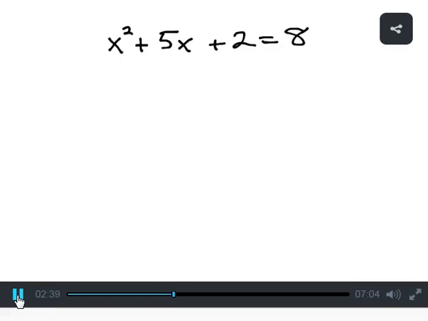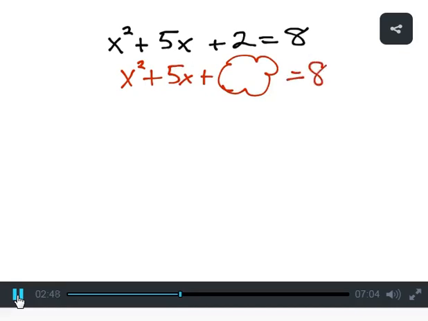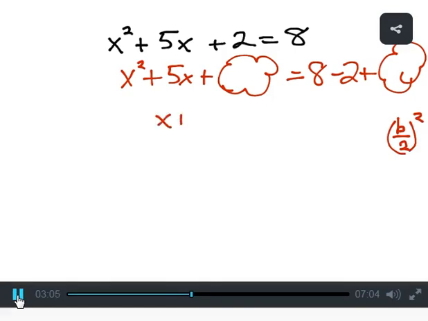All right, let's get that 2 out of the way. So that's x squared plus 5x plus the perfect number is equal to 8 minus 2 plus the perfect number, because I have to do it on both sides. Now, what was it again? It was b over 2 squared. Well, what's b over 2? What's b? 5. So what's b over 2? 5 over 2. Now, we're not going to deal in decimals. We're going to deal in fractions.